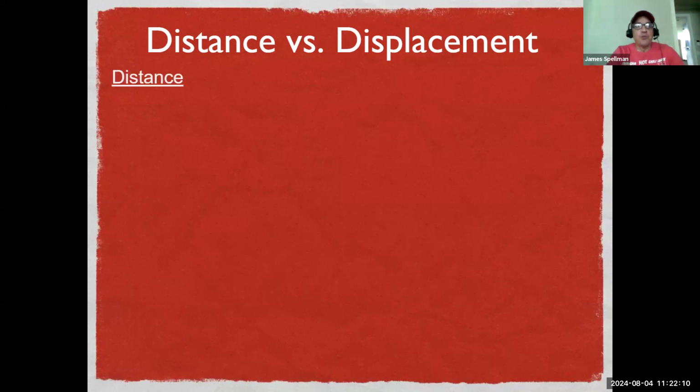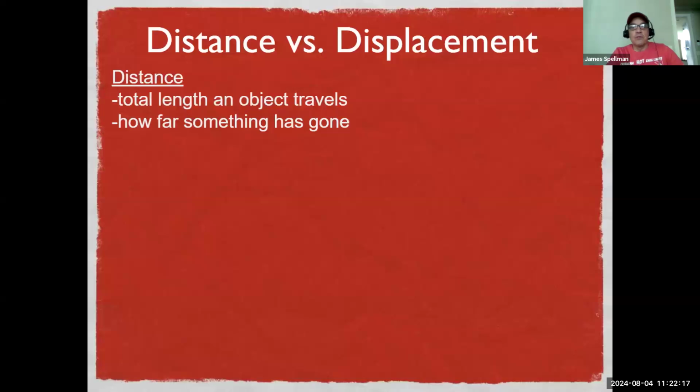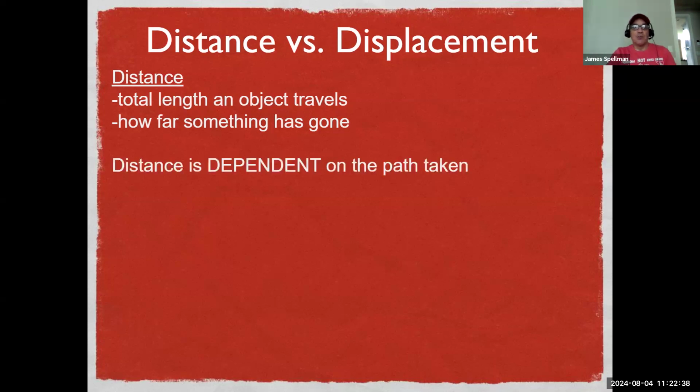So we'll start with distance. Most of us probably have a pretty good idea of what distance is. It's simply the total length an object travels. All right, so you can think of it as how far did something go? For those of y'all that are driving, this is kind of what the odometer does in the car. That's the little thingy where the miles add up, if you've got a digital display, or an older car where it turns. It doesn't matter which way the car is going, as long as it's moving forward, that distance is going to be adding up.